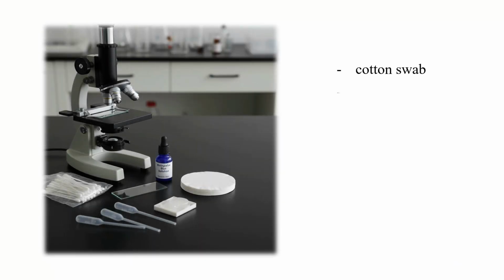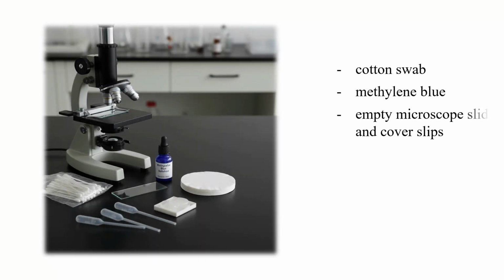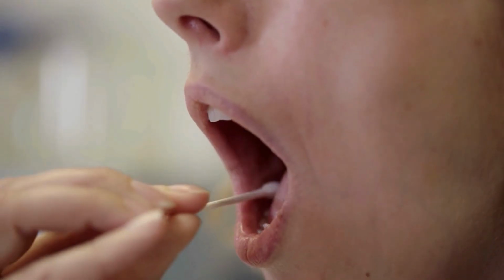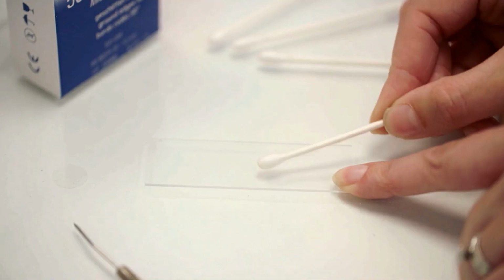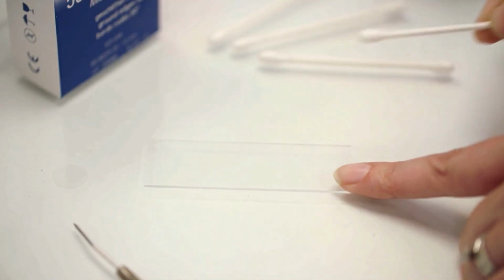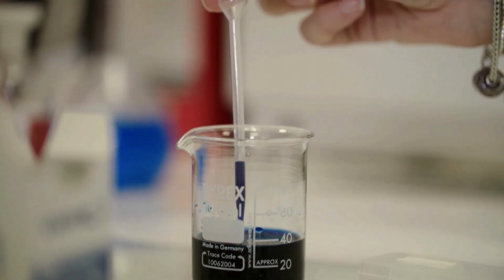We will need the following: cotton swab, methylene blue, empty microscope slide, cover slip, filter paper, microscope. We will use the cheek cell for this experiment, so gently rub the cotton buds inside the cheeks. Smear the cotton buds in the center of the blank slide to transfer the cell. Then, put a drop of methylene blue where the cheek cell was transferred.